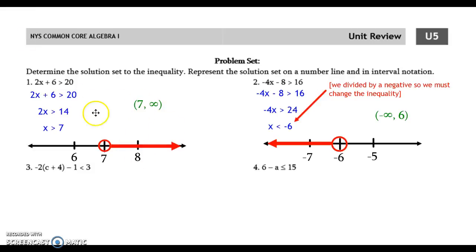Here are the first two answers. You can see that we solved both inequalities, same as an equation. However, this inequality we divided by a negative, so we had to change the inequality. We changed it from greater than to less than. The interval notations are here, and both of them represent an approach to infinity or negative infinity, respectively, and both of them have that open circle because there is no underline for the inequality.